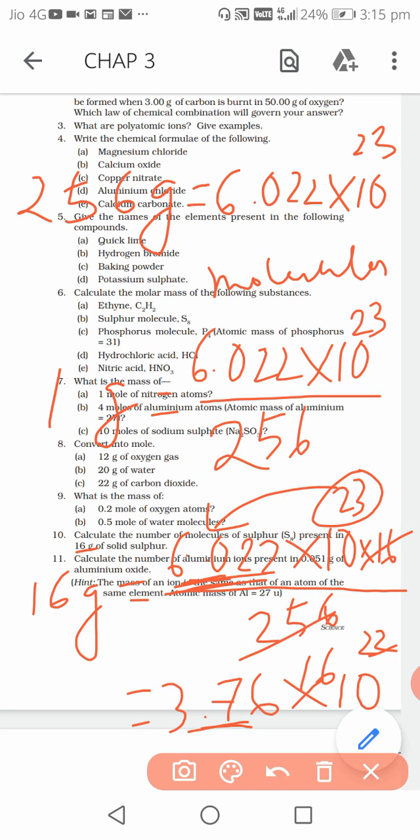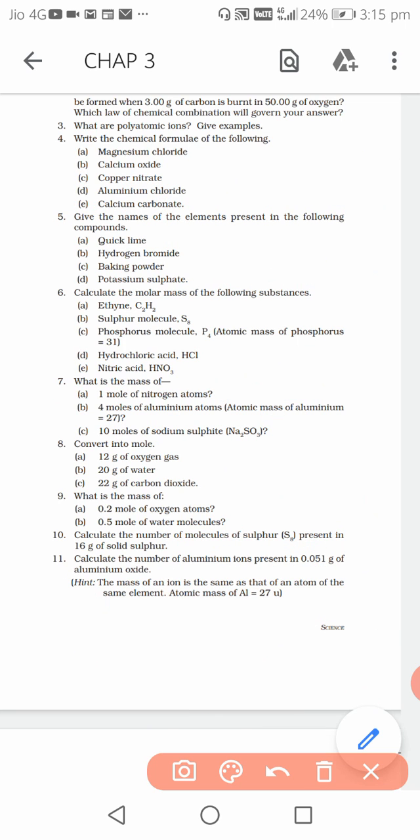Question number 11. Okay, for 11 you have to, first of all, write the formula of aluminium oxide. Aluminium oxide is Al2O3. Now let us find out its mass.